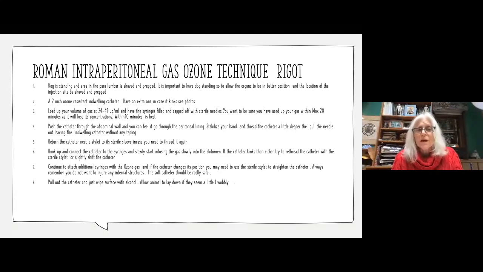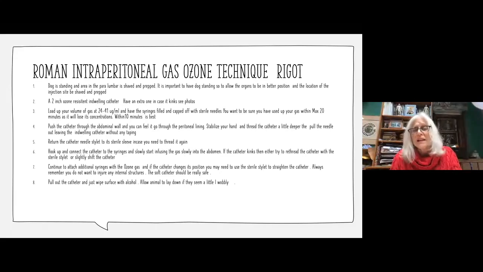You push the catheter through the abdominal wall after prepping the area, and you can feel it popping through the peritoneal lining. You want to stabilize it and let it go a little bit deeper, leaving the indwelling catheter in, without taping. You're not putting any tape on it, but you're using the stylet to make a hole, and then you slide the catheter in just a little bit more. Sometimes it hits something, so you want to keep the needle stylet back in the sleeve, because you may have to use it to thread the catheter again.